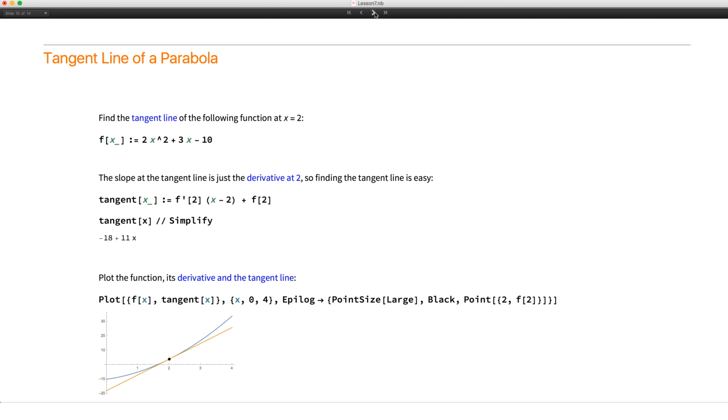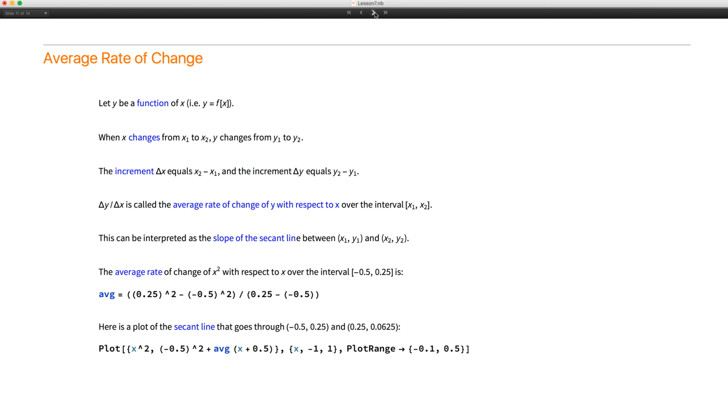Now, sometimes people talk about the average rate of change. So suppose you've got a function y of x. And let's say x changes from x1 to x2. Naturally, y changes from some y1 to y2. So the increment over here means the change in x, and the increment over there means the change in y. So you've got delta x and delta y telling you what the change in x and the change in y are. And their ratio is what's called the average rate of change of y with respect to x as you go from x1 to x2.